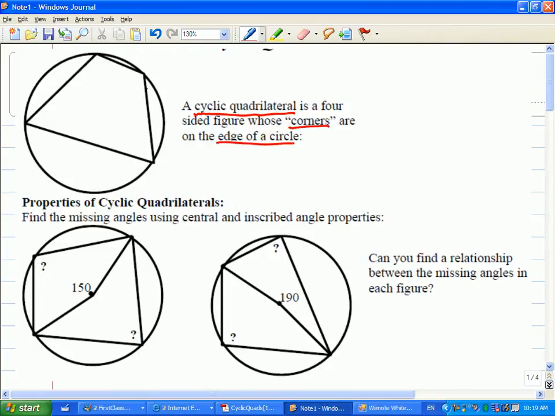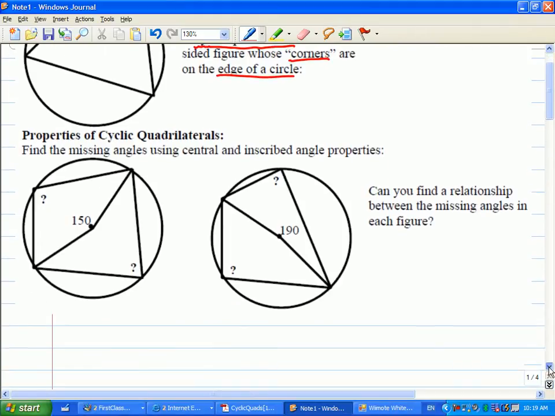So it's not just for any quadrilateral that you'll have these properties. It has to be one whose corners are on the edge of a circle. So we're going to take a look at using some of the properties we've already found and see if we can come up with the property that we've got here for cyclic quads. So from last day, can anybody find the left or the right question mark in this one?